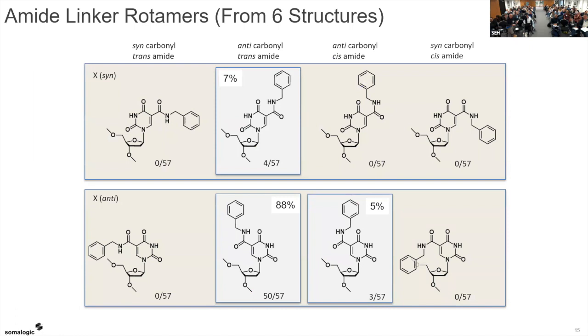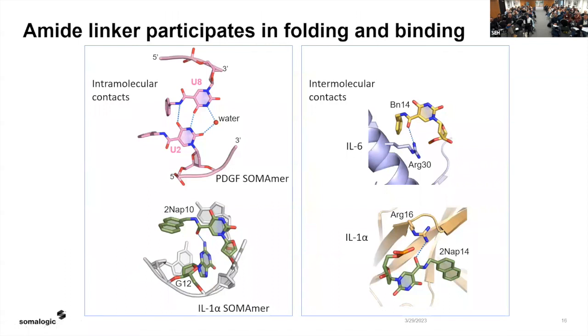But clearly not all possible rotamers are observed. And in fact, the one that is clearly the most preferred is this anti-carbonyl, trans-amide and anti-glycosidic bond. So the way I tend to draw these things, which is like this, is just, it's never observed because there are other ones that are much more prevalent. The linker itself does participate in both intermolecular and intramolecular contexts, the same as you would expect in a protein.